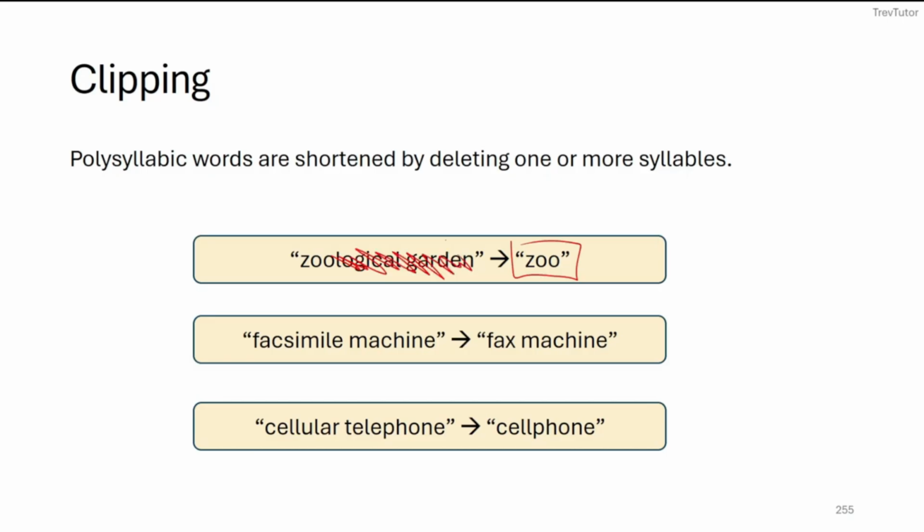I'm sure you've heard of a fax machine before. Well, it comes from facsimile machine, so we're just removing that imile in the case, reducing it to one syllable. In the case of cellular telephone, we're taking two words and clipping part of each. So we're taking the ular off of cellular and the tele off of telephone, and that gives us cell phone. So that's just clipping. We're removing parts of the word.